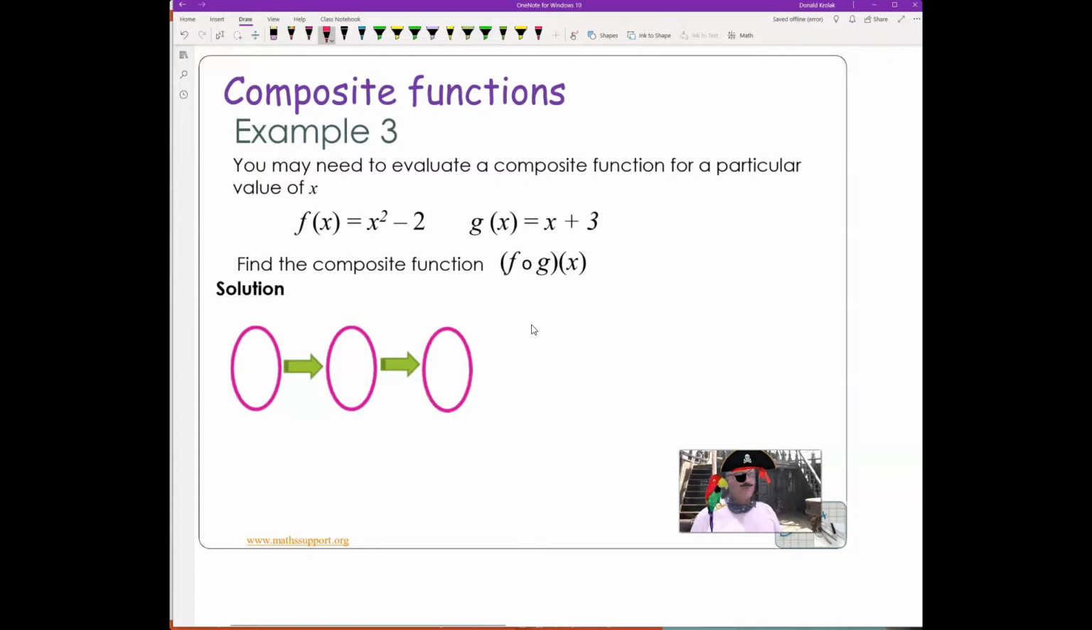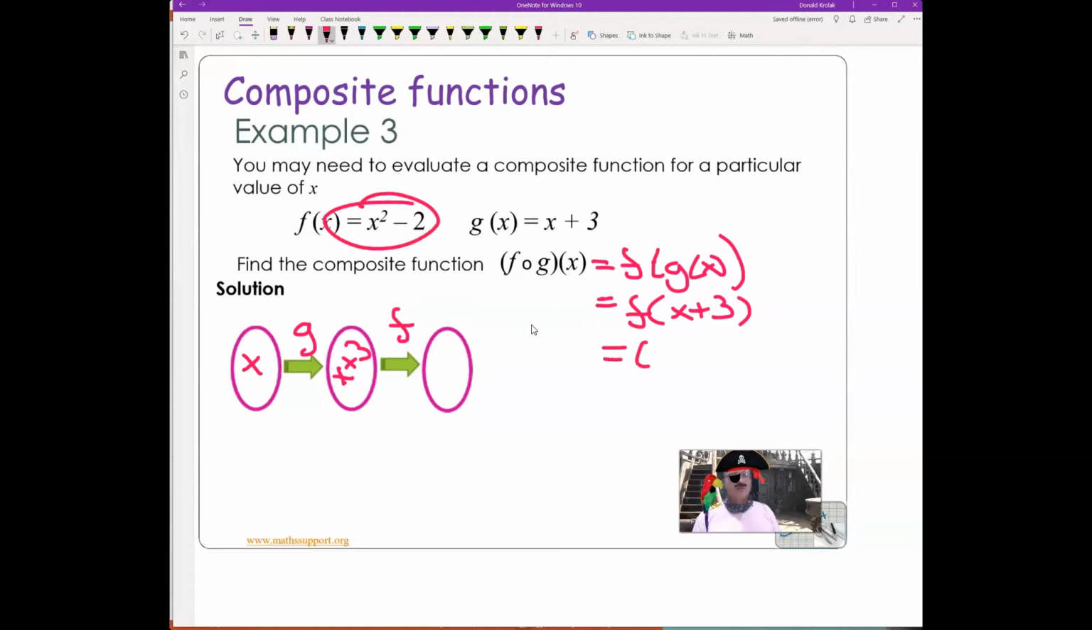So we'll do it one more time here. This is the same as f of g of x. So it's going to go into g, then it's going to go into f. My input is x now. When x goes into g, it spits out x plus 3. So now this becomes f of x plus 3. And now wherever there's an x here, I'm going to put in x plus 3.